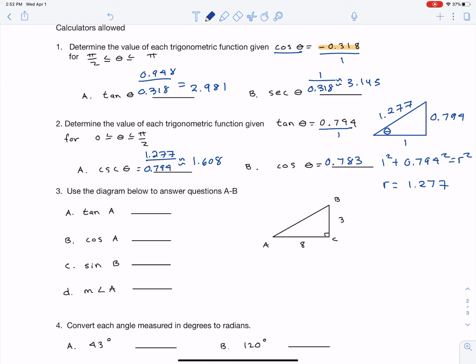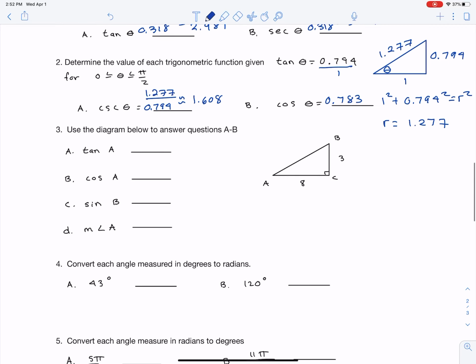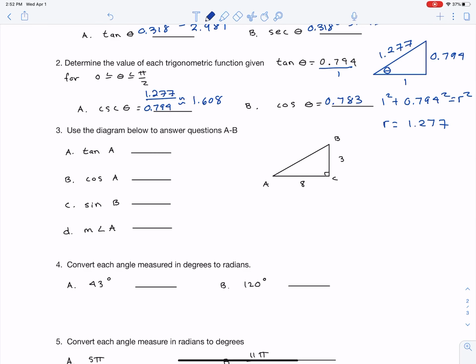Okay, let's continue. We're going to use this diagram to find all these values. So tangent of A. Tangent is opposite over adjacent, so it equals 3 over 8. Cosine is adjacent over hypotenuse, so we do need to figure out what the hypotenuse is.